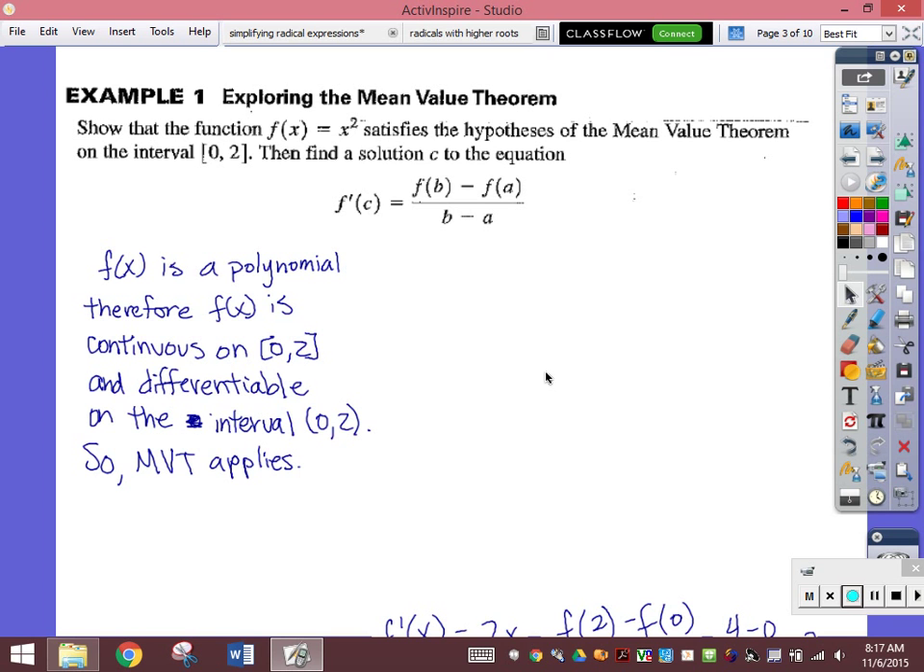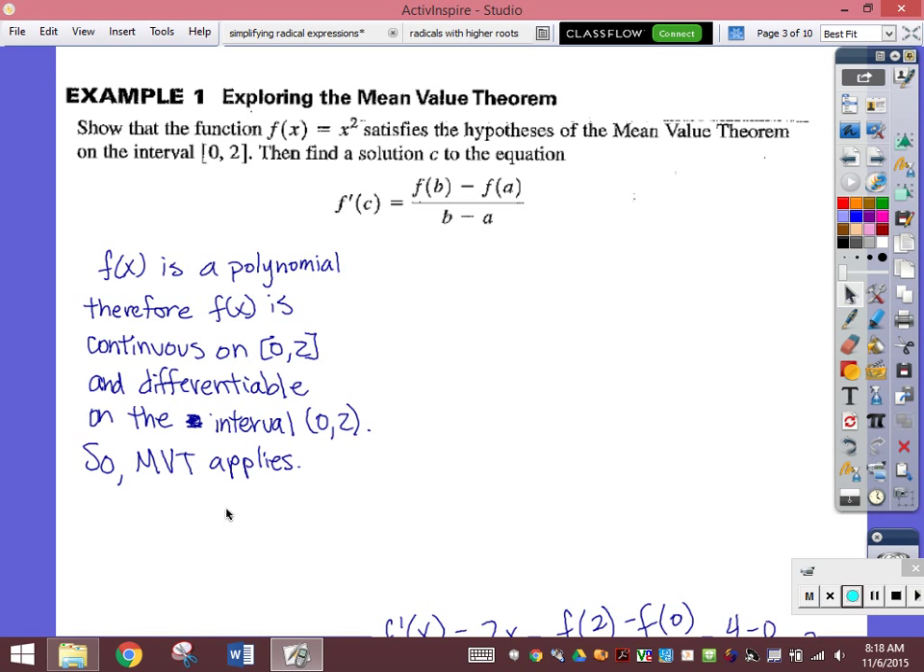So I could write f of x is a polynomial, therefore f of x is continuous on the closed interval 0 to 2 and differentiable on the open interval 0 to 2. So the mean value theorem applies. And a lot of times you'll see the mean value theorem abbreviated as just MVT. And you're welcome to use that abbreviation. It is understood that that's what that means. So on your exams and tests you can use just MVT.